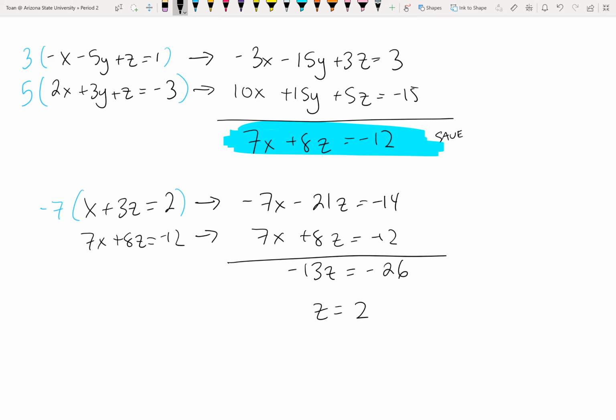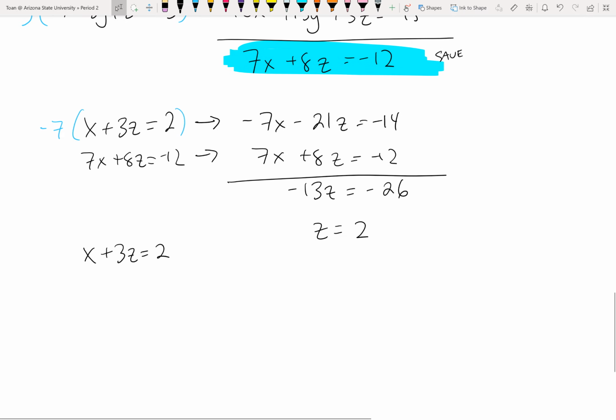So that means when I plug it back in, I need to plug into an equation that has two variables. So I plug into one of these guys here. I'll plug into the top equation because the numbers look smaller. So here's the top equation. Plug the z into the equation. That gives me x plus 6 equals 2. Subtract the 6. X equals negative 4.